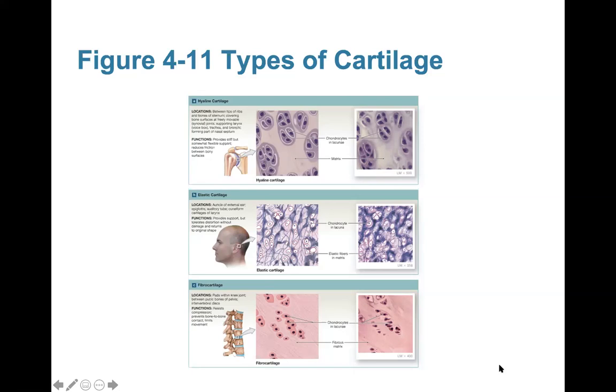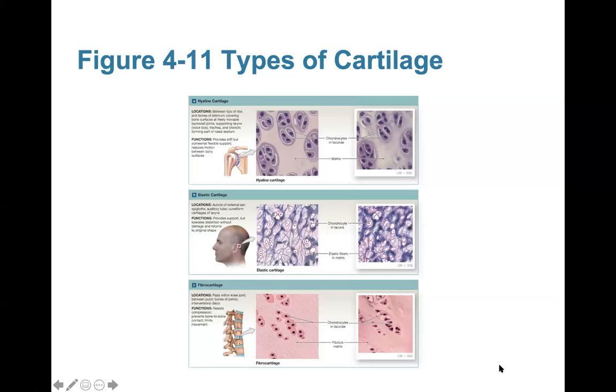Fibrocartilage forms pads within the knee joint and within the pubic bones where the two hip joints meet, as well as in between your vertebrae. The thing that all three of these have in common is that these are very high pressure areas. Fibrocartilage resists compression. It prevents bone to bone contact and limits the movement. And again, it's found in these very high pressure areas.